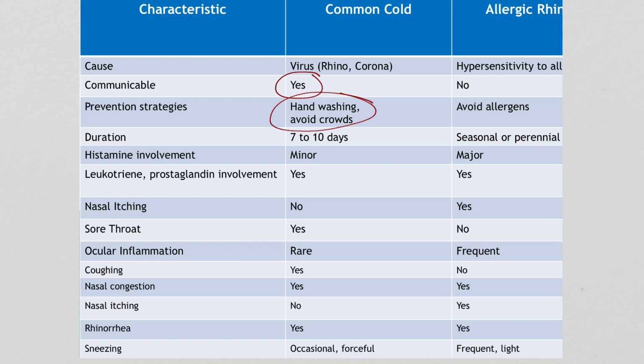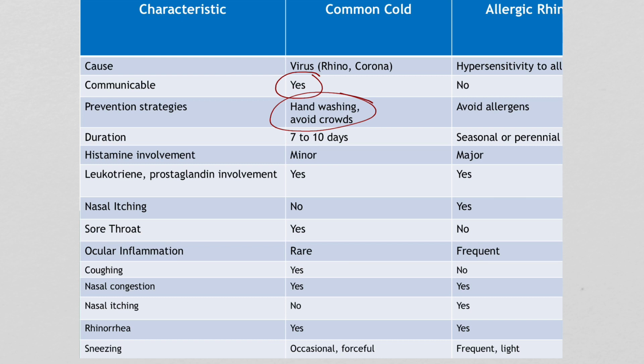But we can avoid it by having good cleanliness best practices. So washing our hands, avoiding crowds, staying home when we're sick so that we don't pass it, right? With allergic rhinitis, you can try to avoid it by avoiding allergens. But the reality is, what if your allergen is in your house, right?